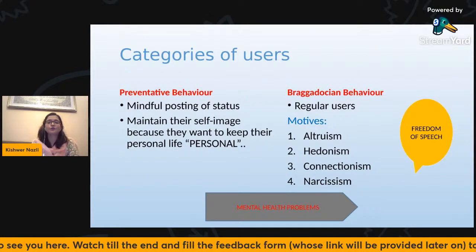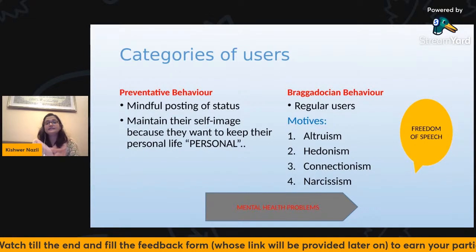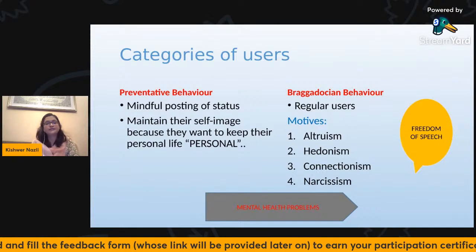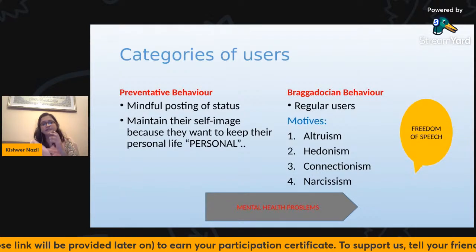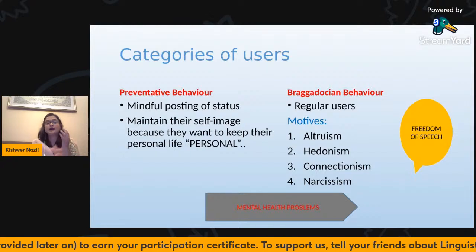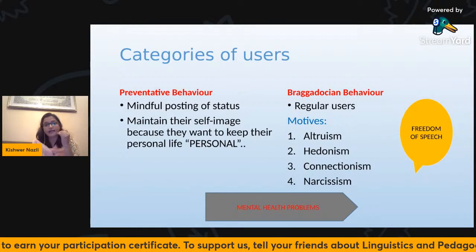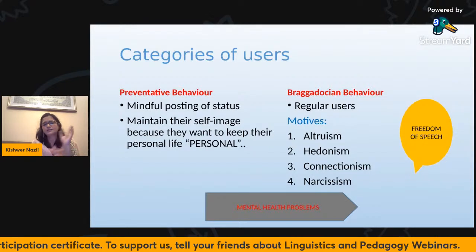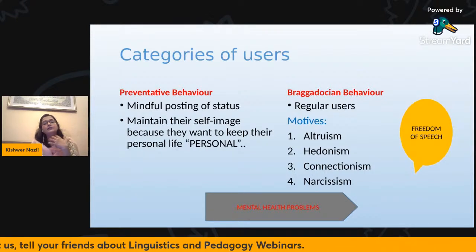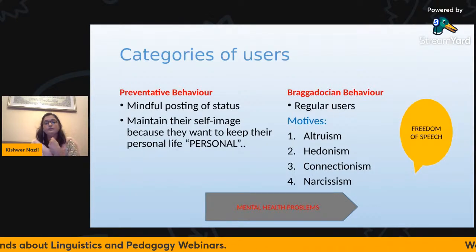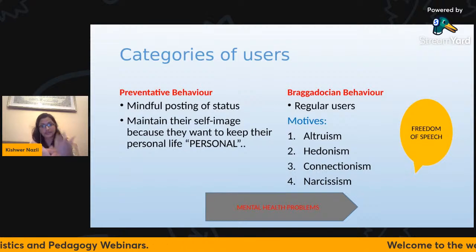So they just want to connect with each other. And narcissism, so this is a psychological trait that when we prioritize ourselves a lot, like if I post my picture, everybody must like it, and I would look very beautiful, or everybody should give me a positive compliment. So this is narcissism, this type of motive.